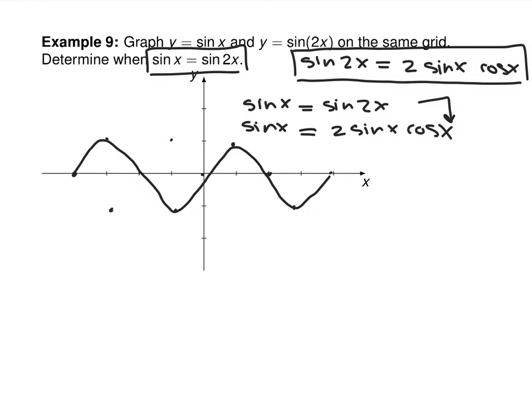So that's regular sine x, right? Sine 2x goes twice as fast, right? So it will look like that kind of thing, right? Does that make sense? And the question we're asking is, what are those intersection points? Does that make sense as an idea? Like, at which angles do those two graphs cross each other?